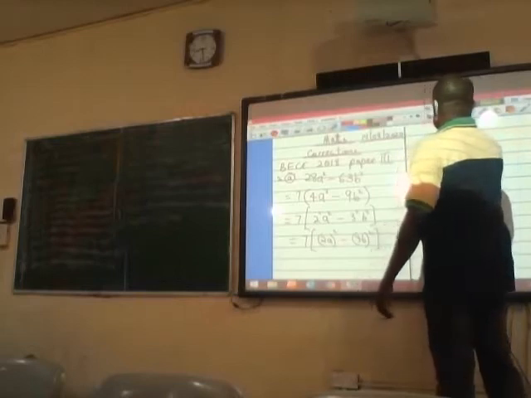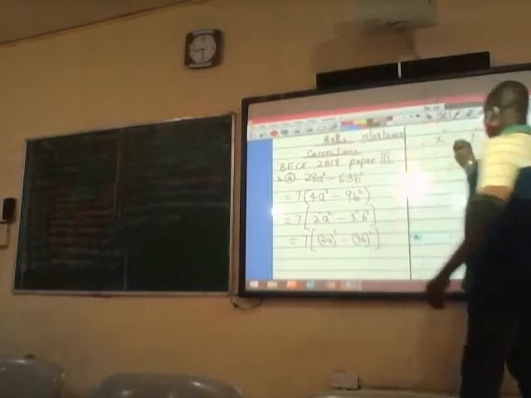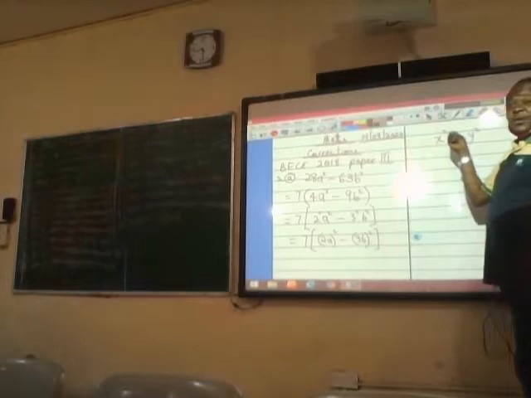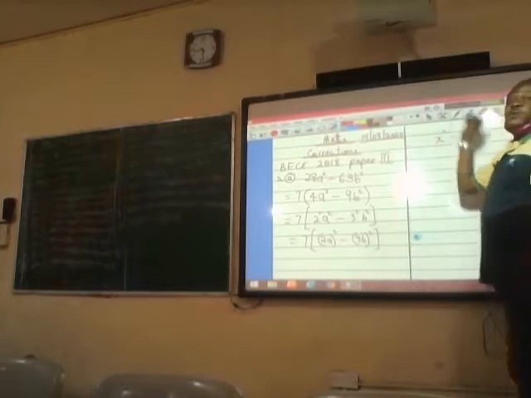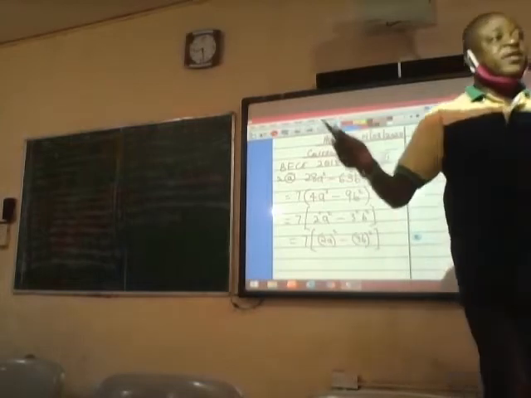This is x raised to the power of 2 minus 1. Difference is different, that's minus. So the difference of the square of x and the square of y, that's the difference of two squares. So what's the expansion of this?